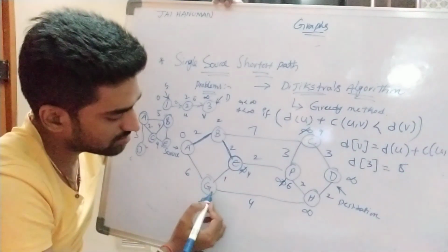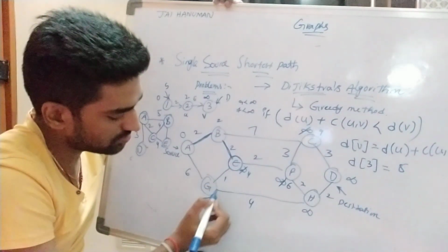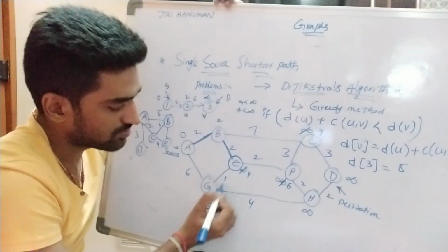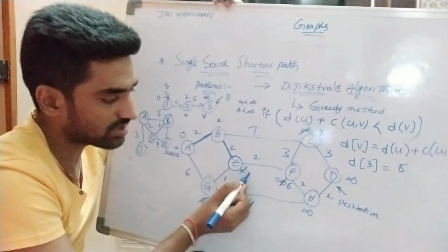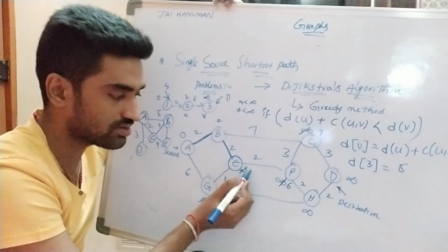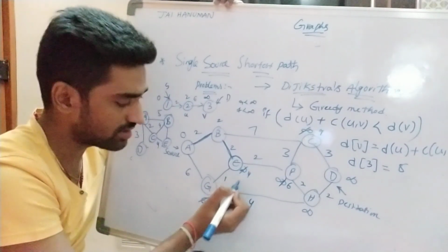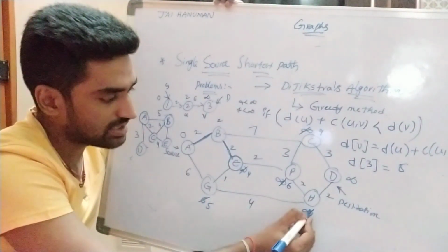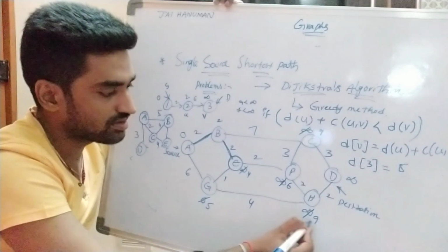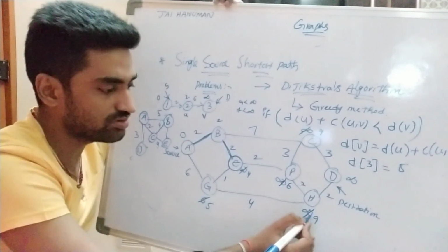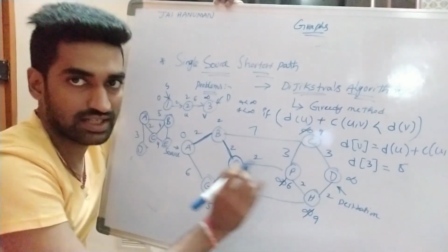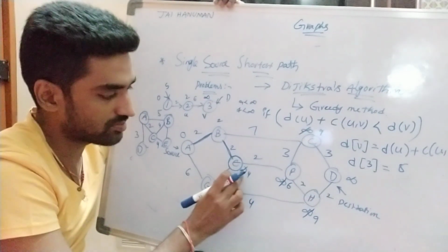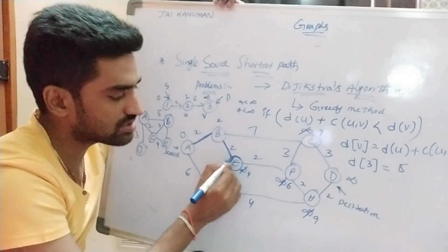So G to E. 5 plus 1 is 6, and 6 is less than 4? The condition is failure, so there is no need to update this value, right? 5 plus 4 is 9. 9 is less than infinity, so we are updating the value in place of infinity, right? Among those, which one is the least one? 4, right? So node E is chosen.